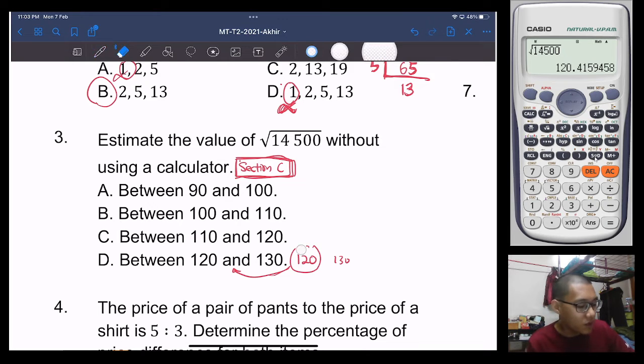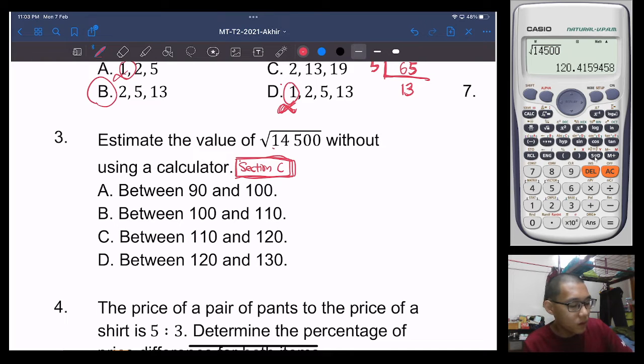Okay, but if I ask without using a calculator, how do you try to answer it? You may try to discover like this. Let's say we try to find the nearest perfect square. We know that 144 is a perfect square for this one, the 12. So if we try to make this 144, we have to add 20 more.